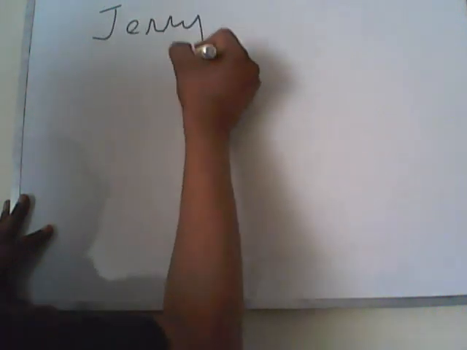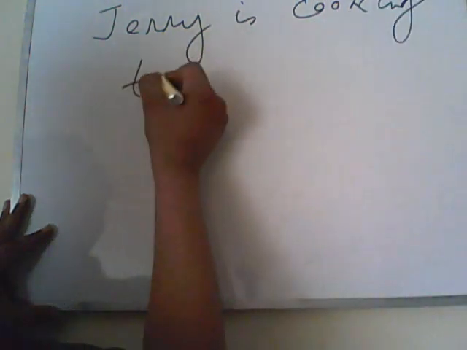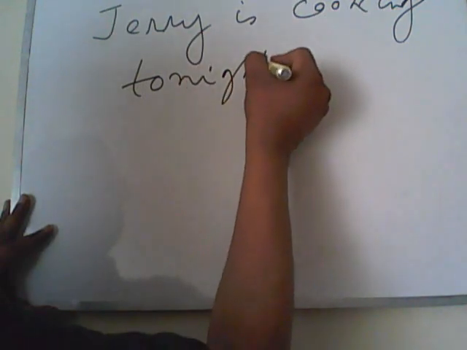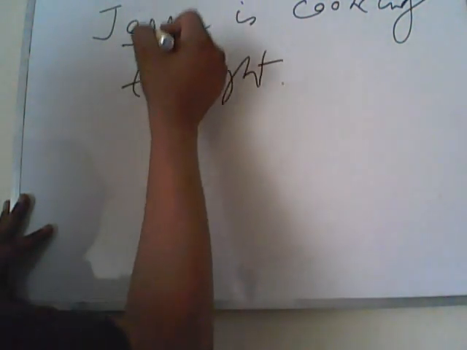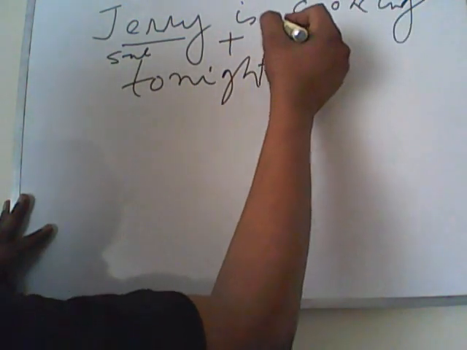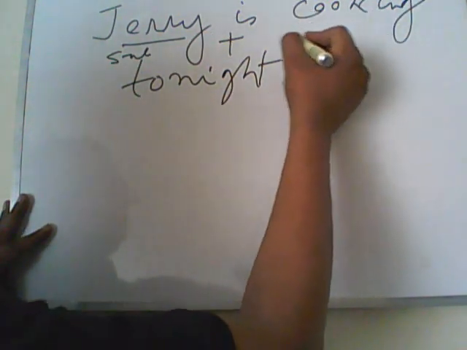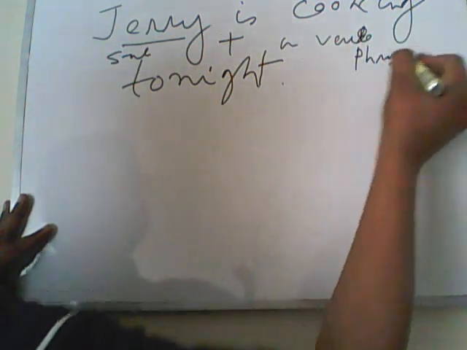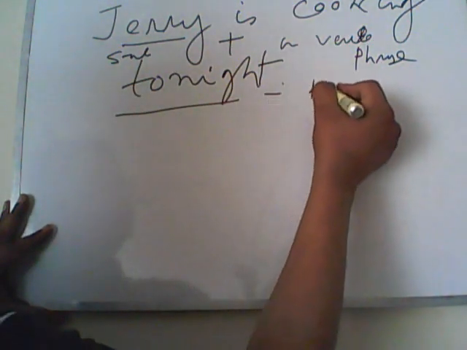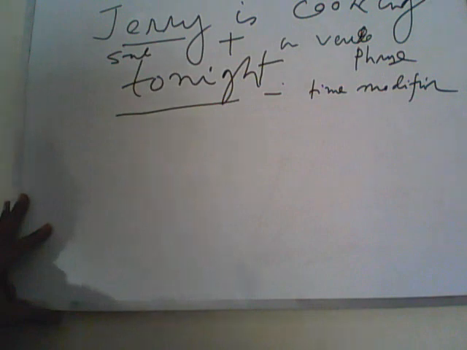Jerry is cooking tonight. See, a very simple sentence, but it makes sense. Jerry is a subject, okay? A subject. Plus, he is cooking. Is is an auxiliary, and cook is the main verb, but here it is the continuous tense, so altogether it makes a verb phrase. Okay, and tonight is a time modifier. So it's a simple sentence, but it makes sense. Nice. This is the one sentence.